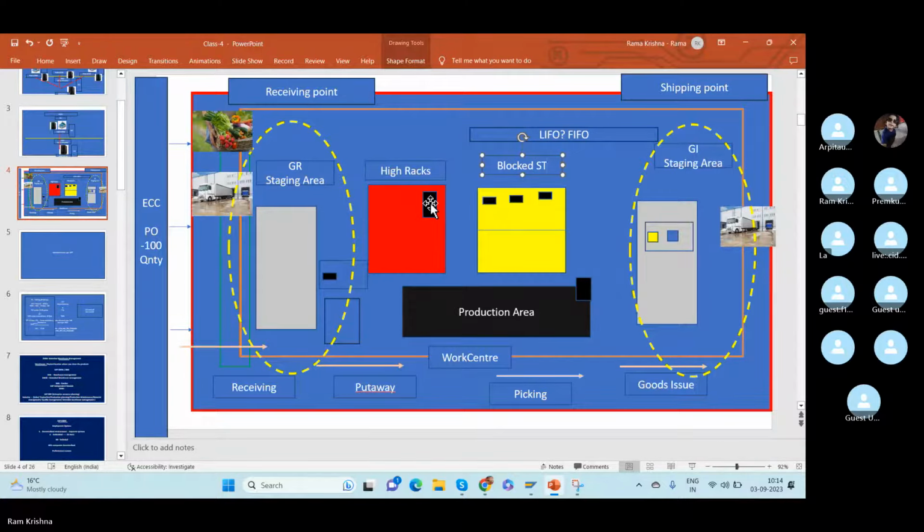What will I be doing? I need to move this pallet physically to here. Am I right? Yes, sir. It means I am moving from one storage type to another storage type. So physically I am moving the stock. How can I move physically from here to here? Do I need to create some documents to move from here to here, or can I directly move?